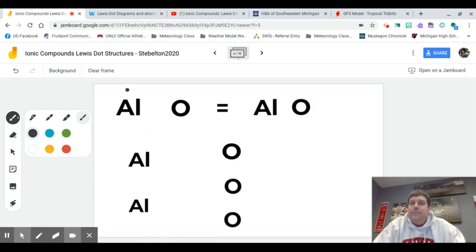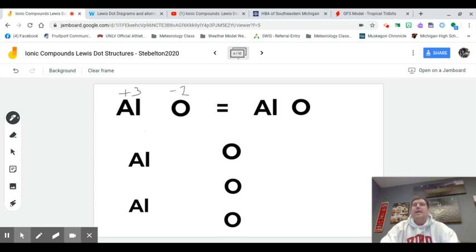Okay, so aluminum. Oops, wrong marker. Aluminum, let's go with the pen. Aluminum +3. And oxygen -2. And they are not the same number, so we've got to cross them just like we did in Chem A. Okay, so then your formula would become Al2O3.